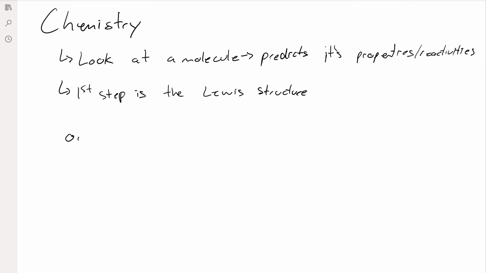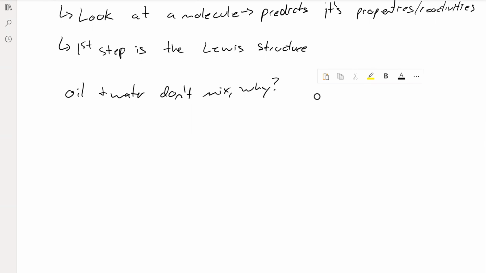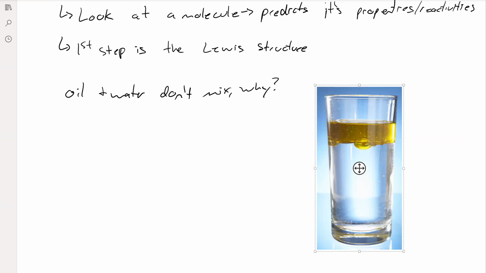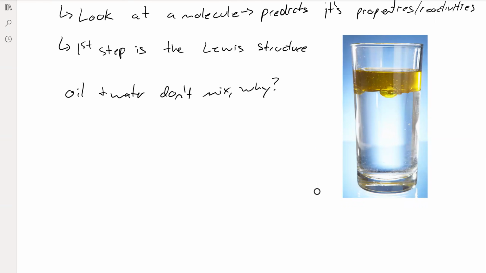So for example, one thing that we can take a look at is that oil and water don't mix. Why? Right? Why do oil and water not mix? Why do some liquids mix with one another and some do not? And if you need a little picture, there's a picture there. The water is down on the bottom and then the oil is on the top, and you can clearly see that the two are not mixing. Even if you stir them up, they would separate over time, right?